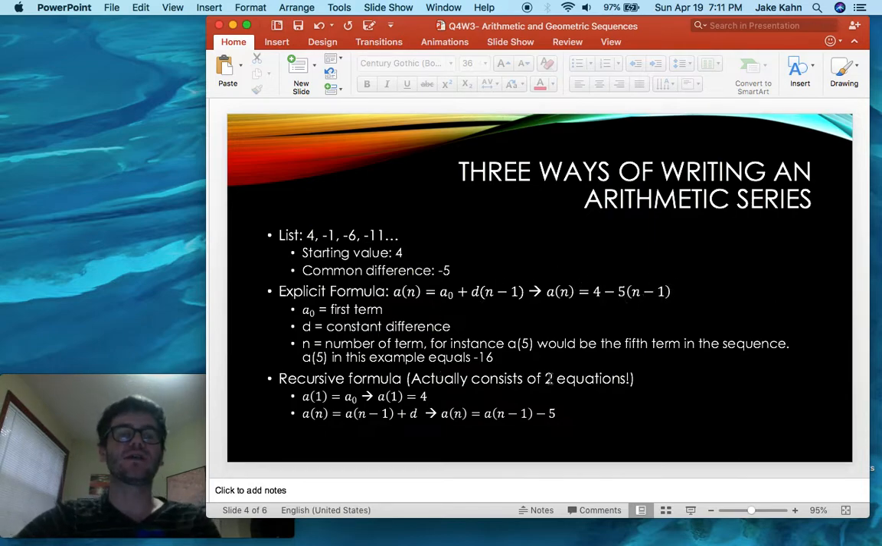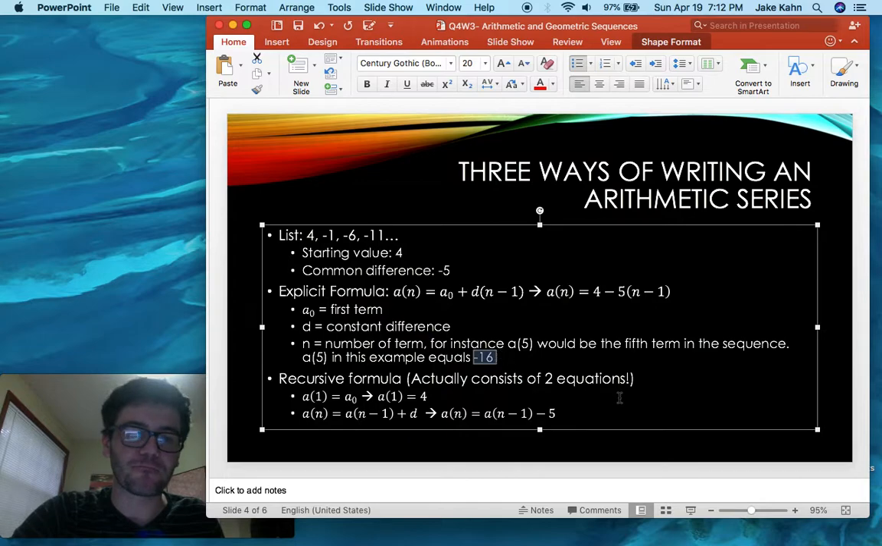But for instance, if you are using this explicit formula and you are wondering what is the 5th term in this sequence, yes, you could just subtract 5 from -11, but you could also use that formula. You could plug in 5 right here. 5 minus 1 is 4, times -5 is -20, plus 4 is -16. So therefore, a of 5, the 5th term in the sequence, is equal to -16.